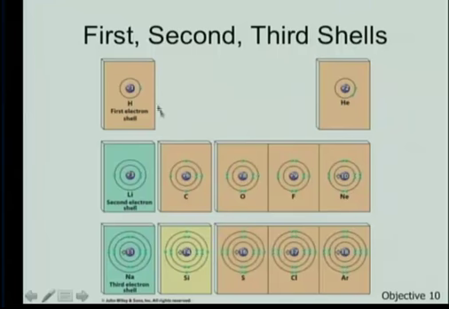Hydrogen, helium. So hydrogen has 1 in the first shell. Helium has 2. Lithium has 2 in the first shell, and 1 in the second shell. Now, here comes the question. We're going to get into this a little bit more as we go along. We have options here. With lithium, the atomic number is 3, so it has 2 in the first shell and 1 in the second shell.